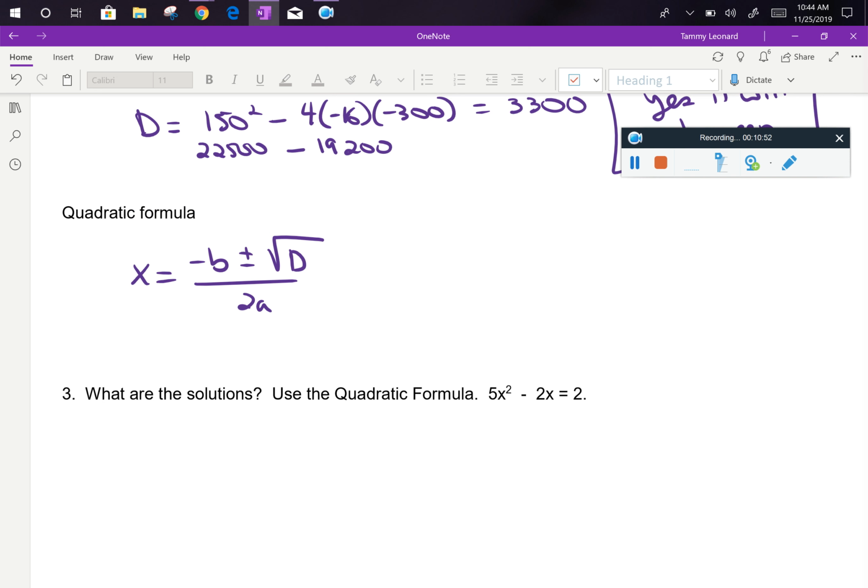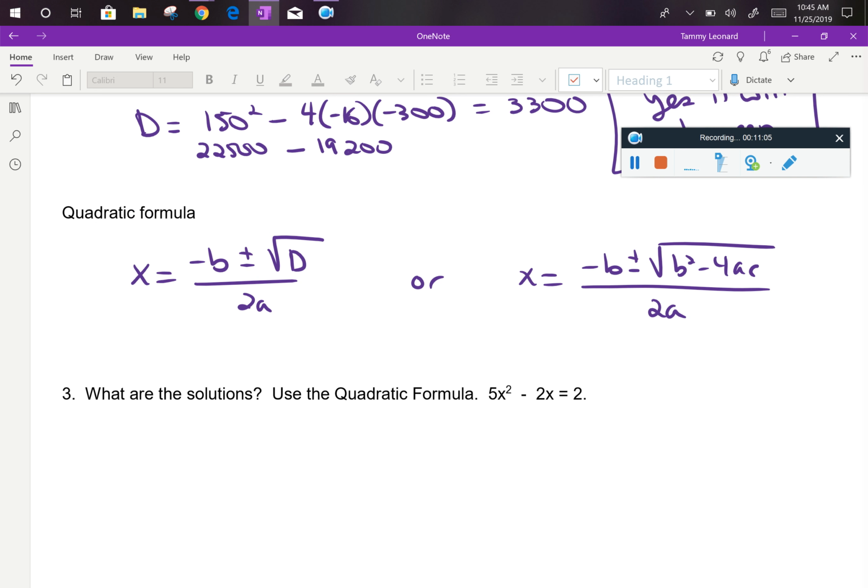Okay, that's the short version. The long version that most people memorize is x equals negative b plus or minus the square root of b squared minus 4ac, because that's the discriminant, divided by 2a. And I promised you I would prove that to you. I will eventually, just not today.